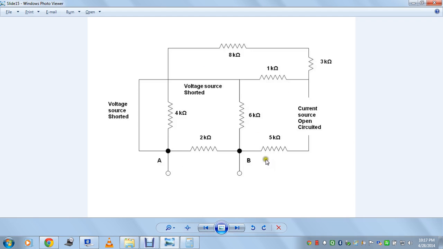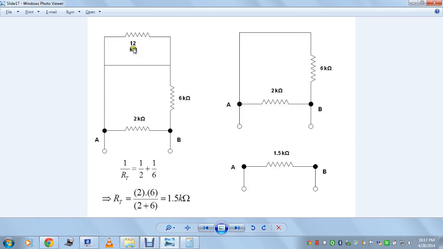This was as such. We are removing this one, adding these three in parallel. This is reduced to a simple wire. So this is 12 kilo ohms, 6 kilo ohms and 2 kilo ohms. This is what is appearing as 12 kilo ohms, 6 kilo ohms and 2 kilo ohms. Now the resistance across these 2 points will be nothing but the further reduction of the circuit.